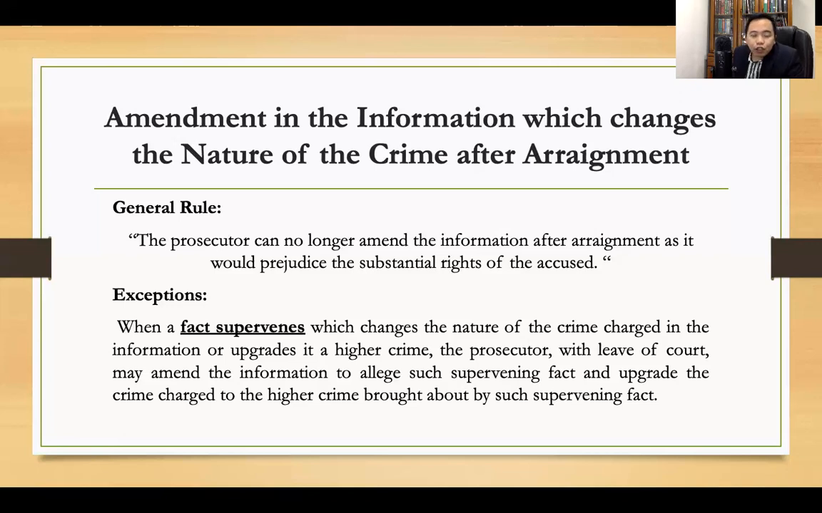Now, the death of the victim pending trial is a supervening fact from the time that the complaint has been filed in court. Because of the death of the victim after the complaint or information is filed in court, that supervening fact will change the nature of the offense. It will upgrade the crime charged and the penalty imposable. And therefore, because of the supervening fact, the prosecution with leave of court may amend the information. No?